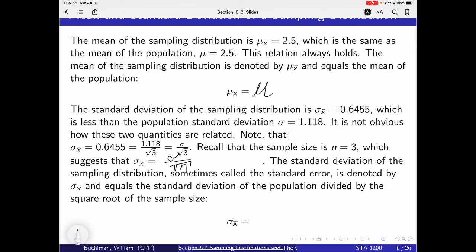The standard deviation of the sampling distribution, sometimes called the standard error, is denoted by sigma sub X bar and is equal to the standard deviation of the population divided by the square root of the sample size. So sigma sub X bar is equal to that population standard deviation over the square root of the sample size. So that's what we're getting at here.